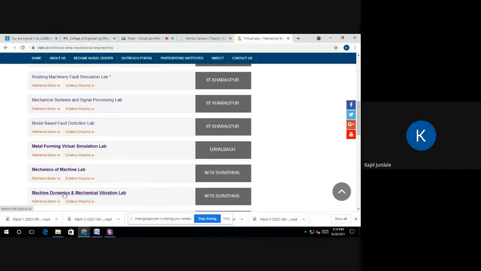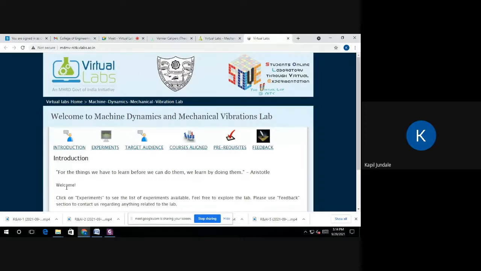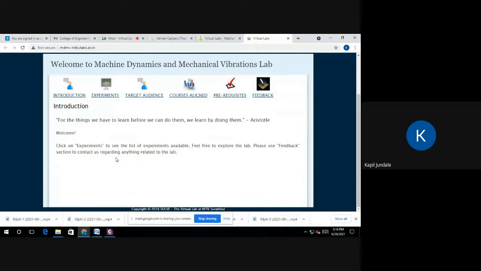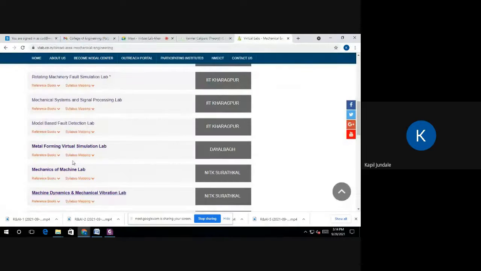Suppose machine dynamics and mechanical vibration. In that maybe some experimental laboratory we will see.